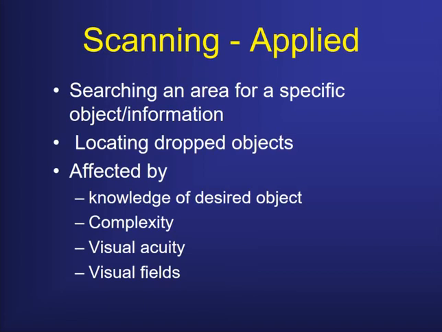Successful visual search is affected by, first, knowledge of the desired object. Does the person know how to identify the object? A complex environment may be distracting, or objects may blend into a visually complex background. Think about finding a small object on a highly patterned rug. Is the object too small to be detected visually? If a person has a reduced visual acuity and cannot resolve details, visually locating an object may be difficult.